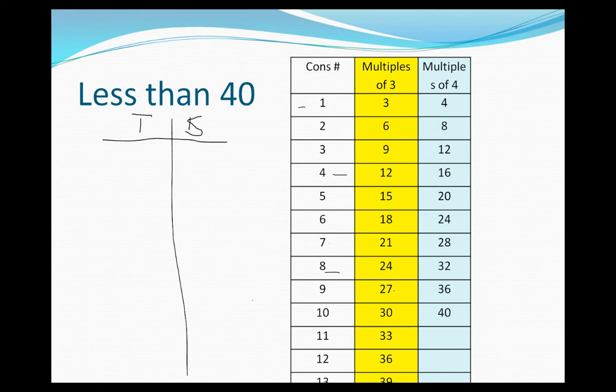So let's start. The first one that jumped out at me was 36 and 4. So 36 represents 12 triangles, and the 4 represents 1 square. So the first one that we got was 12 triangles and 1 square. Then we start working again.